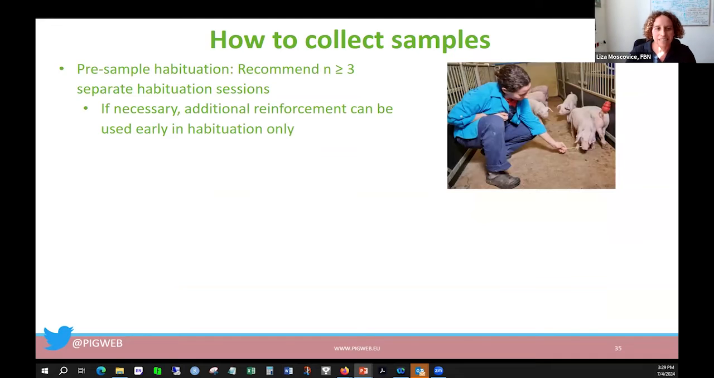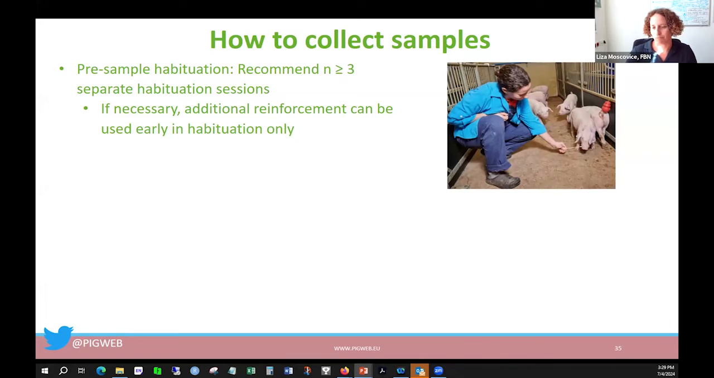I recommend at least 3 habituation sessions, separate habituation sessions with the animals. Helena also talked about the same idea. You get the animals used to you if they're not used to being with humans and used to the process of giving the sample. And you can always make this more appealing to them by dipping the swabs in applesauce or something they'll like if they're hesitant, if they're scared.